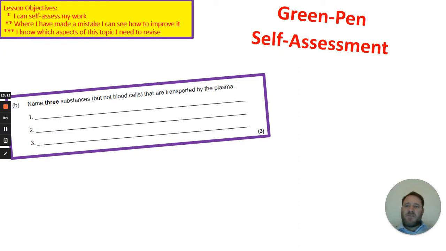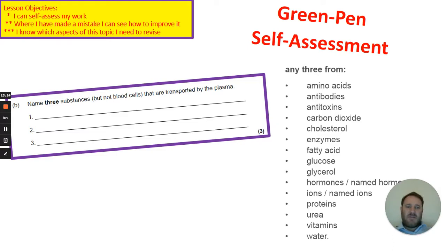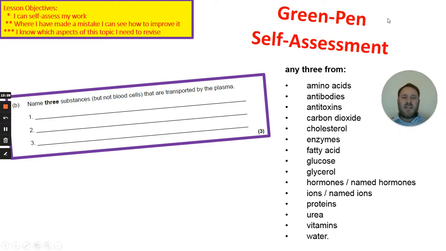Right, 3B. Name 3 substances, but not blood cells. So hopefully you've read that and you haven't written blood cells, that are transported by the plasma. And there's all sorts of substances transported by the plasma, and what you're looking for are 3. So here's my list. Move my head out of the way again. You just need 3 from here. So amino acids, antibodies, antitoxins, all the way down to urea, vitamins and water.